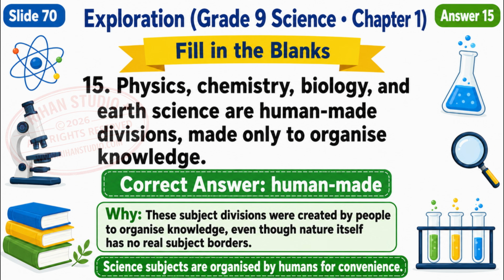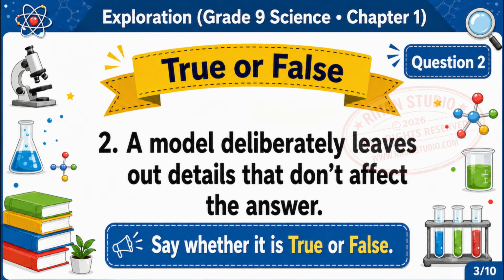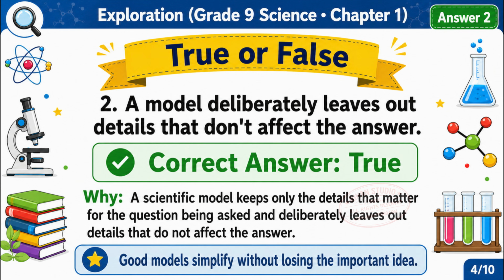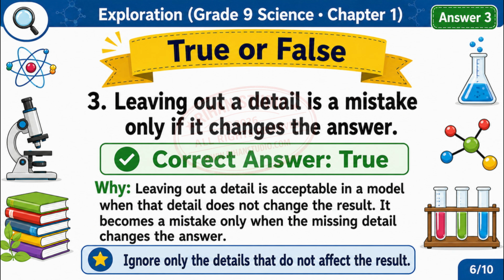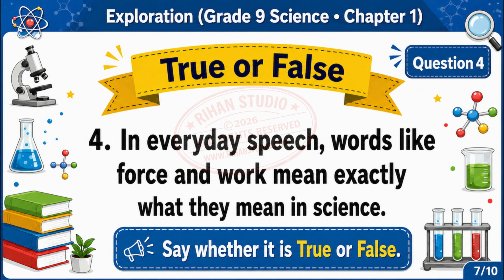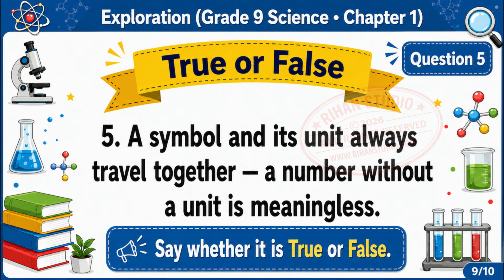Physics, chemistry, biology, and earth science are human-made divisions made only to organize knowledge. True or false? A scientific idea can never be thrown away, no matter the evidence. False. A model deliberately leaves out details that don't affect the answer. True. Leaving out a detail is a mistake only if it changes the answer. True. In everyday speech, words like force and work mean exactly what they mean in science. False.